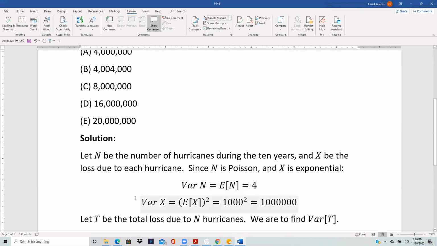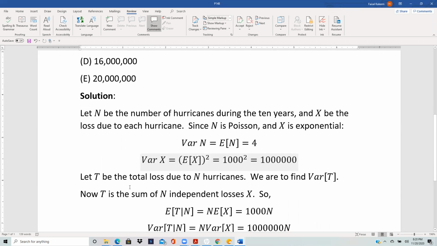Let t be the total loss due to n hurricanes. X is the loss due to each hurricane. And the question was to find the variance of t, because we have to find the variance of the total loss. The way they worded it was the total loss during the 10 years, and we assume that there are n hurricanes during the 10 years. So it's the total loss due to n hurricanes.